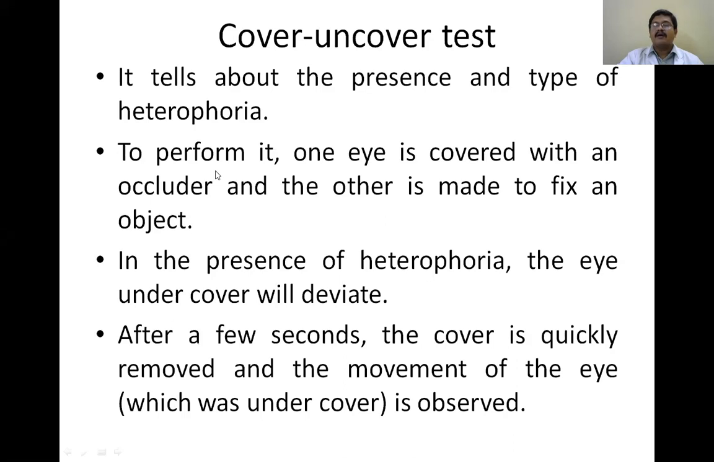To perform this, one eye is covered with an occluder, and the other eye is made to fix on an object or a finger. In the presence of heterophoria, the eye under the cover will be deviated. After a few seconds, the cover is quickly removed. The movement of the eye under the cover should be observed.